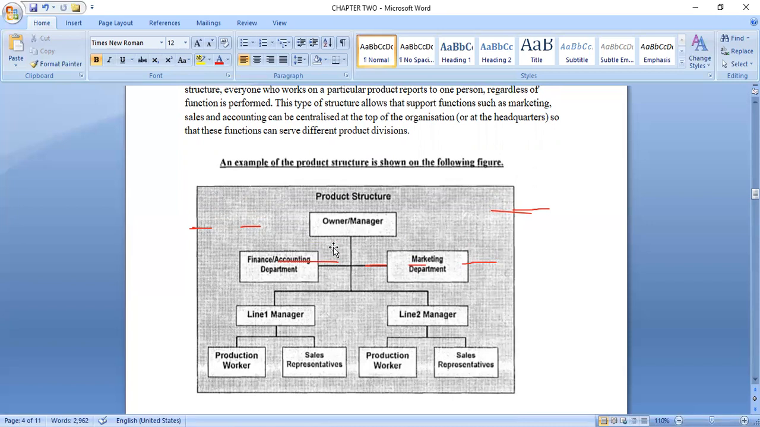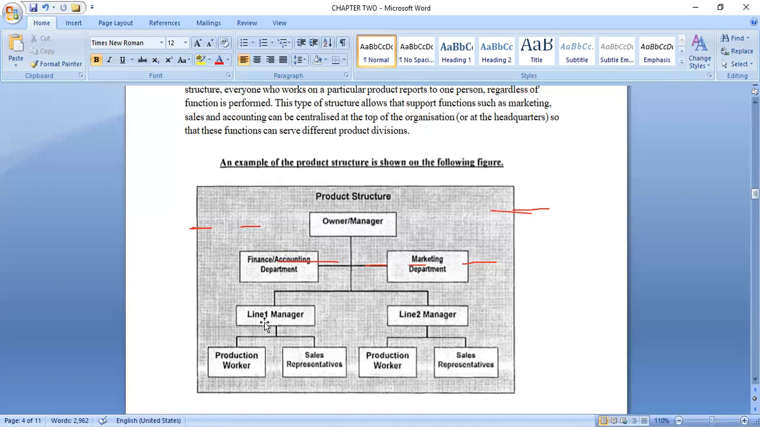Are we together? So at the top of the hierarchy, we have the manager, who is the owner, and then in the next level of the hierarchy, we have these departments. For example, the finance and accounting department, the marketing department. There could be also other departments, maybe the human resource department, depending on how big the organization is. And then below these departments, we have line managers, right?